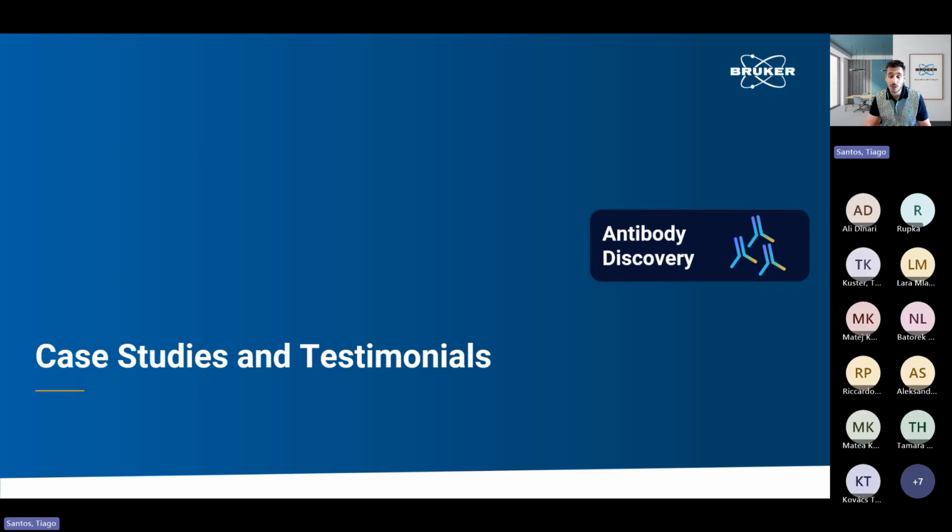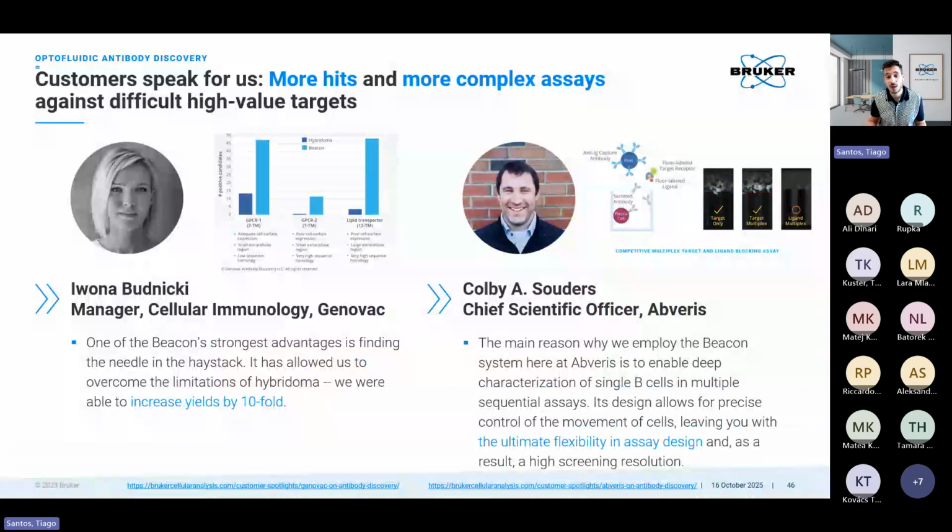As I mentioned, we have multiple CROs and pharma using the platform. Some highlights have been the increase in yields when it comes to antibody discovery. For example, Genovac mentioned a tenfold increase when comparing hybridoma to Beacon, especially on hard targets like GPCRs. Or the case of Abveris, which highlighted the ultimate flexibility in designing assays, the multiple screenings that you can do. You can just flush in new antigens, screen, flush out, bring new beads, and continue profiling, because once again, the B cells are cultured in the chip and they are alive.